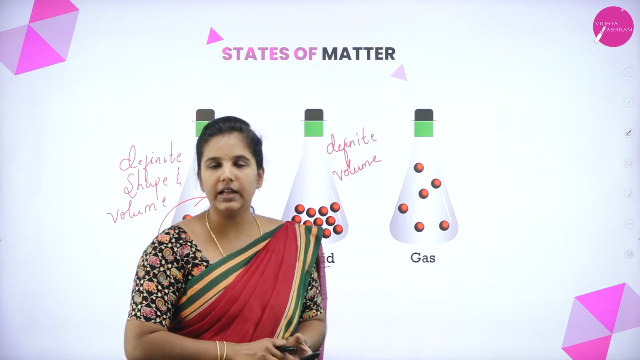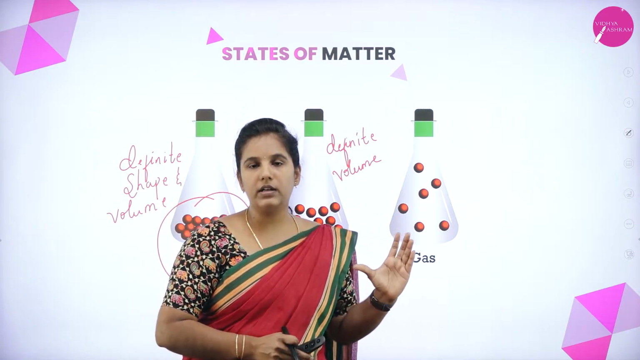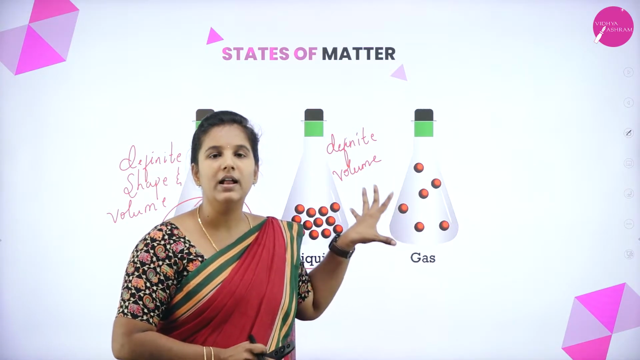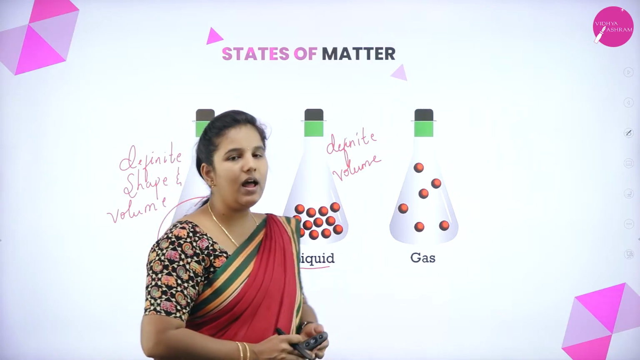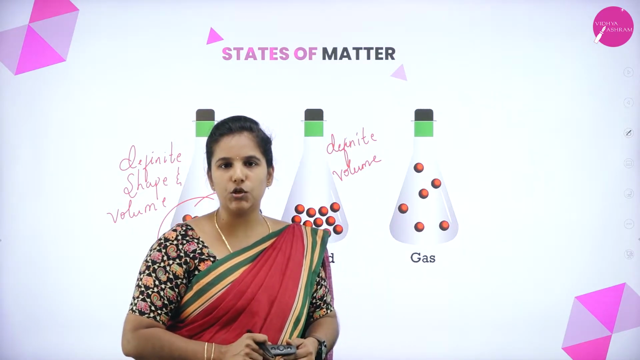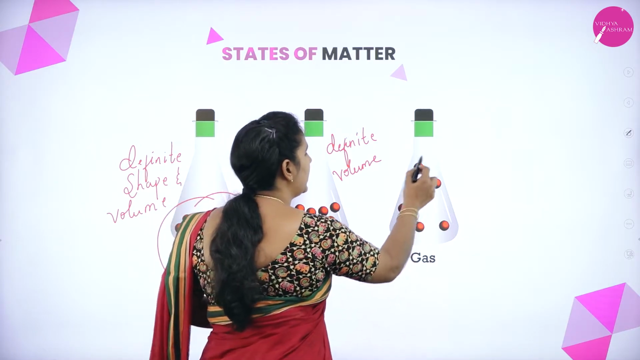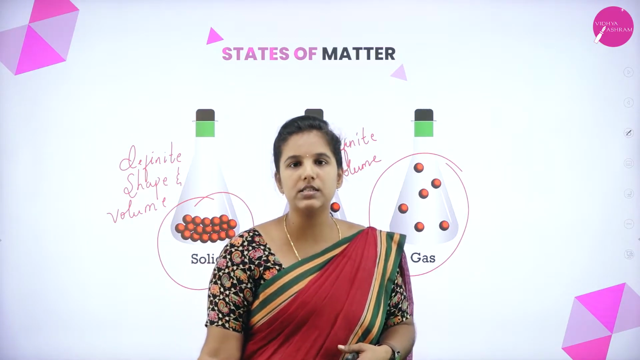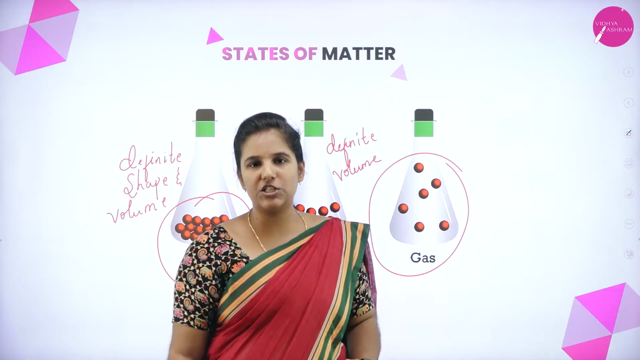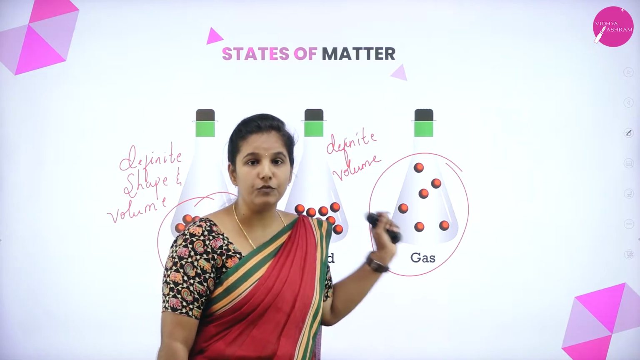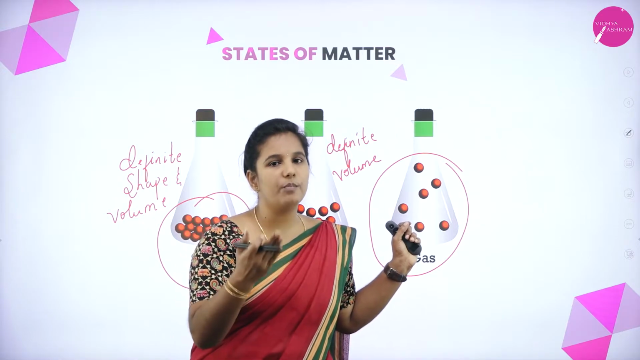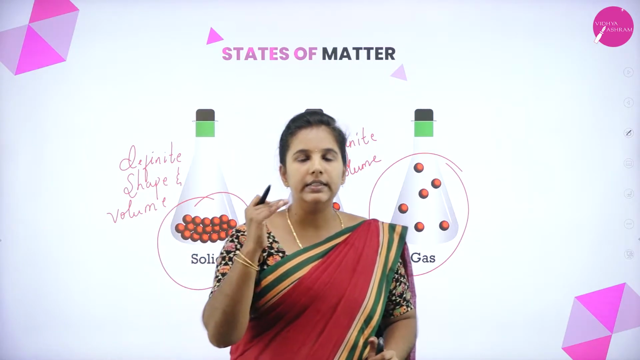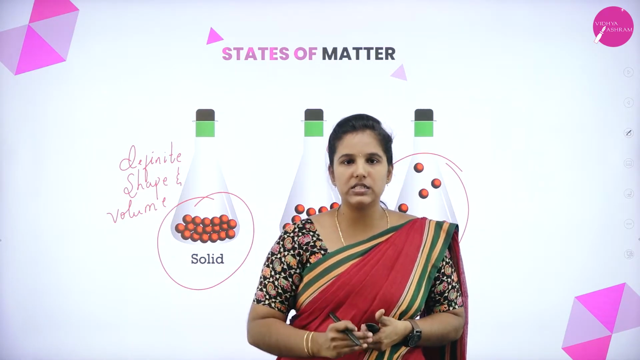That is why we can say that in a liquid state, the particles of the matter don't have a definite shape but they have a definite volume. Coming to the gases, the particles of the matter are easily moving throughout the system. Hence, they don't have a definite shape and they don't have a definite volume. Remember, it takes the shape and the volume of the container. These are the three different physical states of the matter.